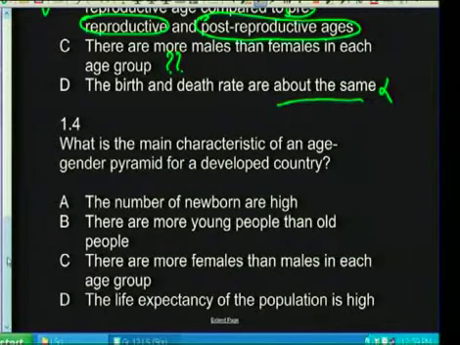Let's move on to the next question. What is the main characteristic of an age pyramid for a developing country?